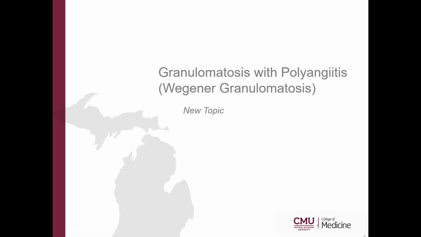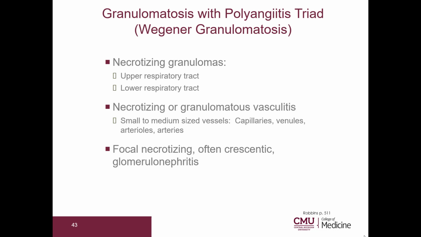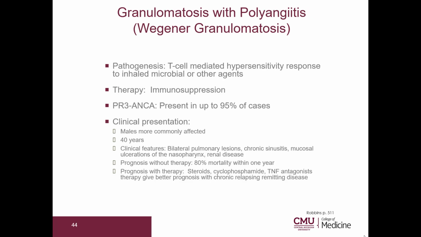Let's go on to granulomatosis with polyangiitis, which is the same thing as Wegener granulomatosis. This disease has a triad of necrotizing granulomas, necrotizing or granulomatous vasculitis, and focal necrotizing, often crescentic, glomerulonephritis. The pathogenesis is T-cell mediated hypersensitivity response to inhaled microbial or other agents. The therapy is generally immunosuppression. PR3-ANCA is present in up to 95% of cases.